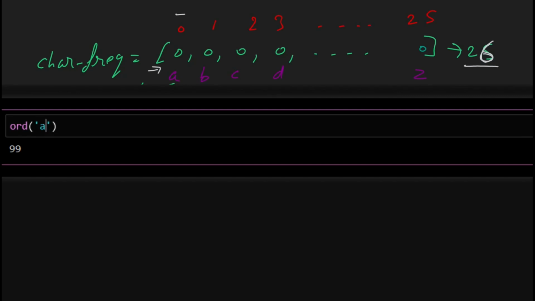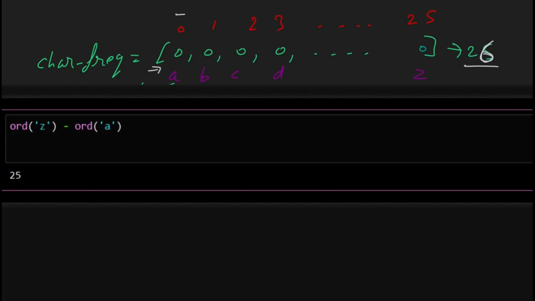So how can I map A to 0? Since we are starting from A, we can shift all these values by minus 97. What I mean to say is we can simply write ord(c) minus ord('a'). So we are subtracting 97 from each character, right? Now for A, it is 0. For B, it is 1. For C, it is 2. For D, it is 3. This way we can create a mapping of A to 0, B to 1, C to 2, and so on up to Z. And for Z, it should be 25. Let's see. Yes, for Z, it is 25.